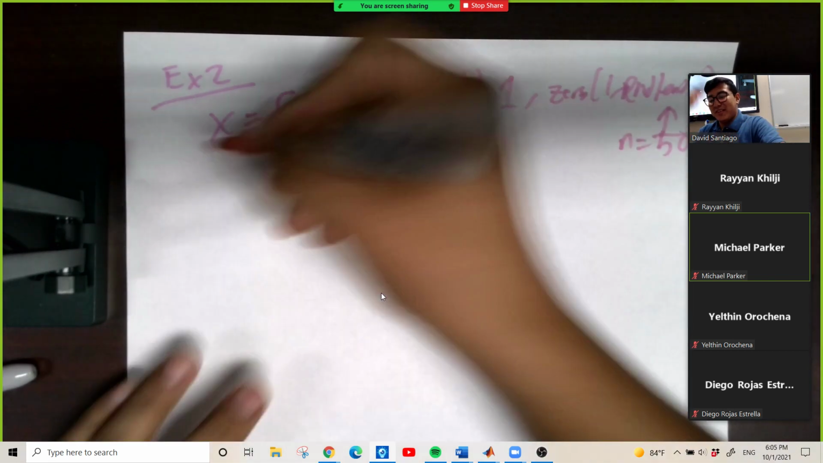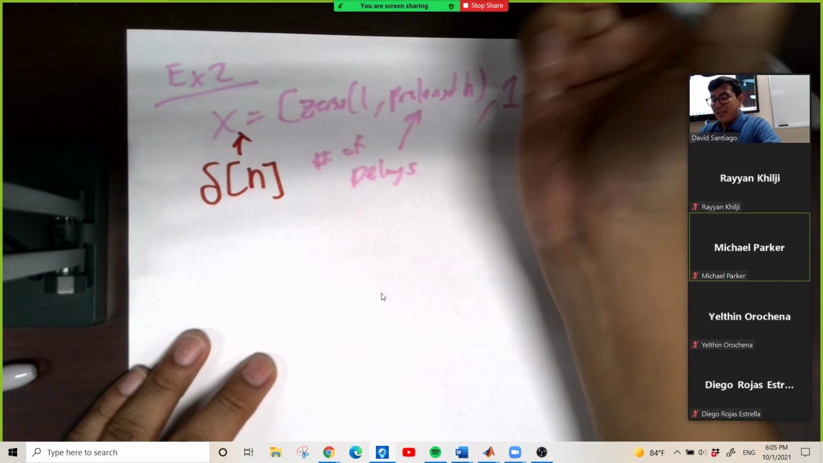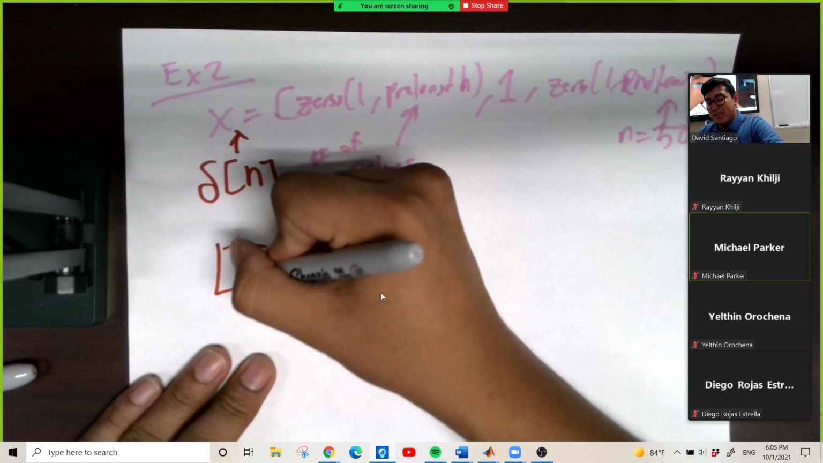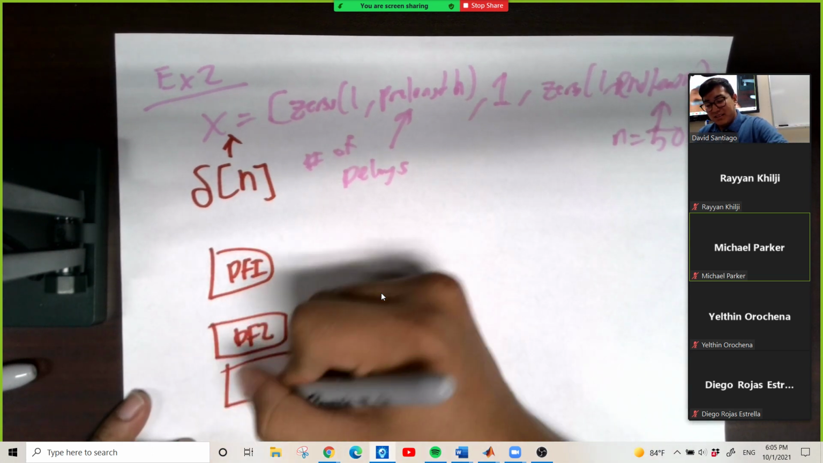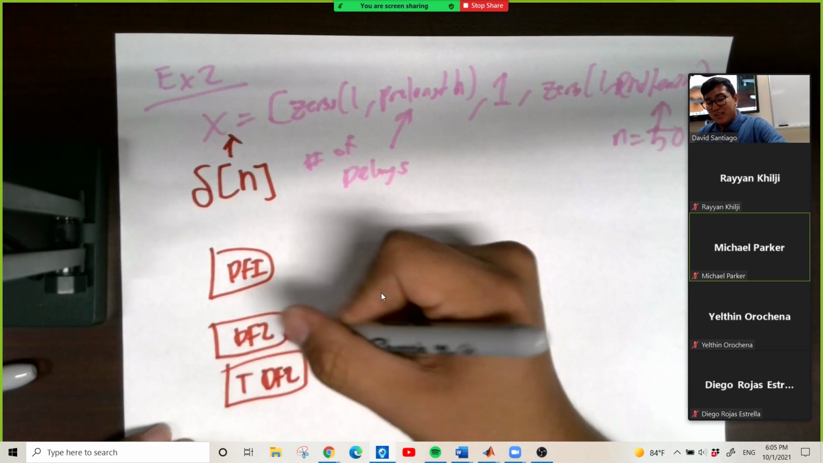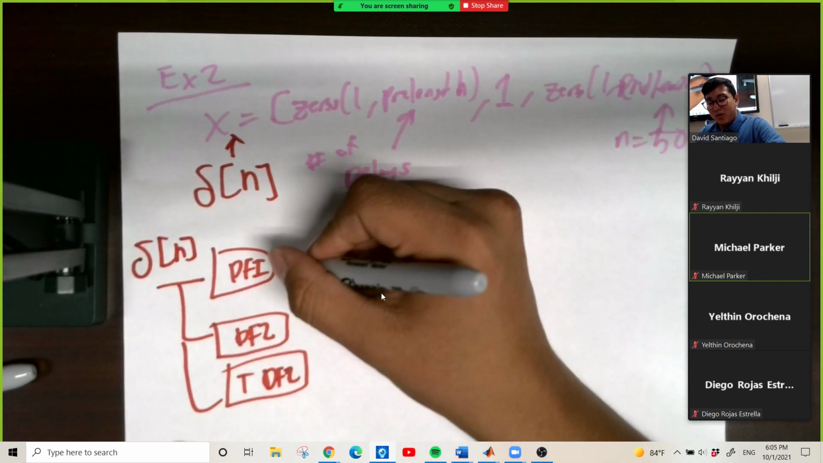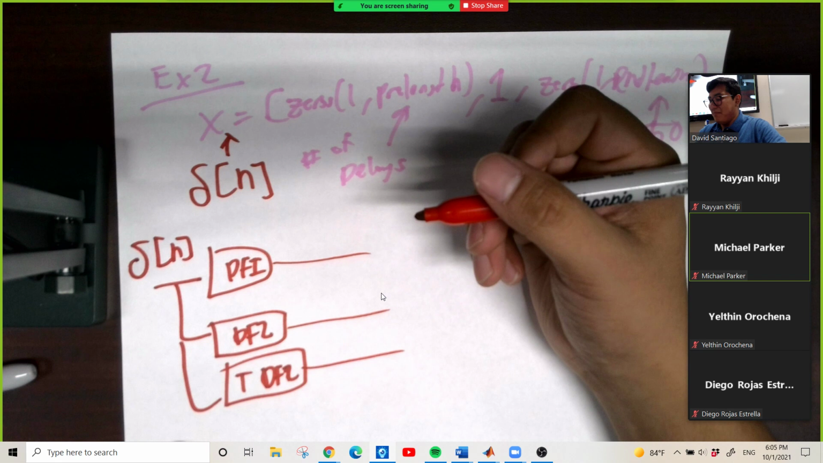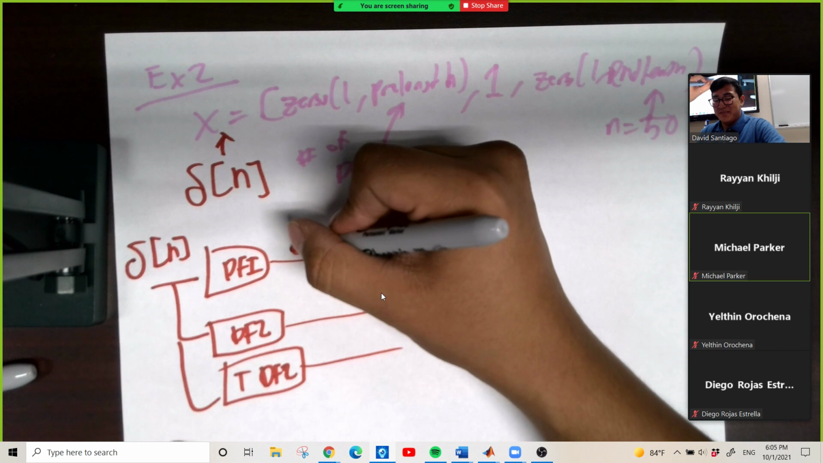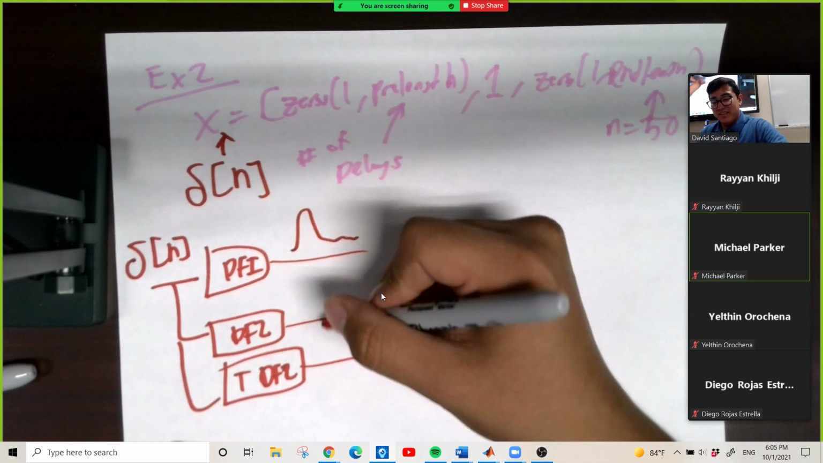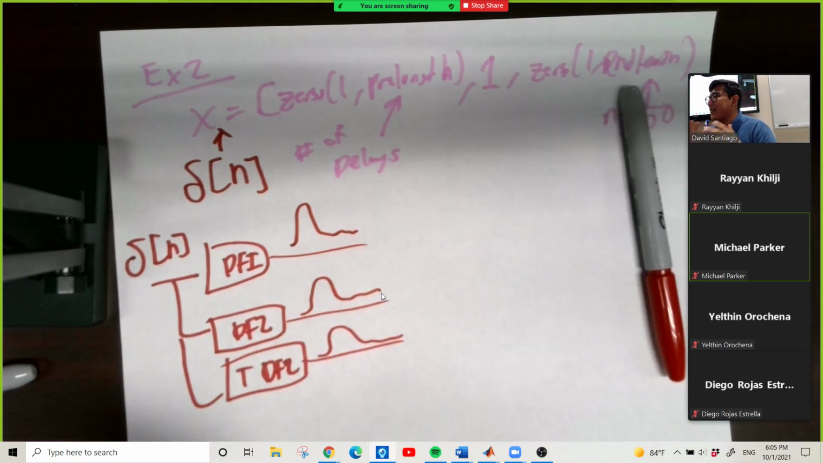So this right here, you already know, is your Kronecker delta. That's your Kronecker delta function. And all your systems, all your codes, the df1, df2, and then tdf2, all of them will take the same input. Okay? And then they will all give you some response. But you know that this and this are the same system. So they better be the same. So you're going to probably see something like this, or they should all be the same. Same output. Okay, that's our impulse response.